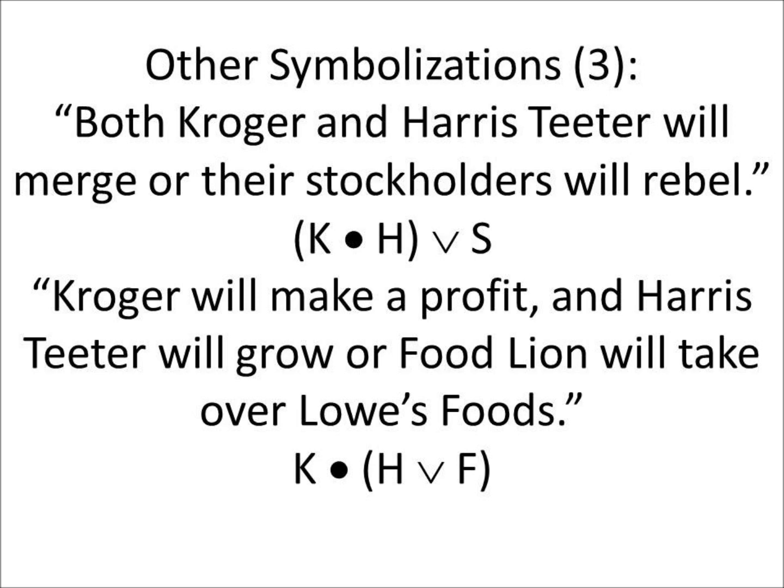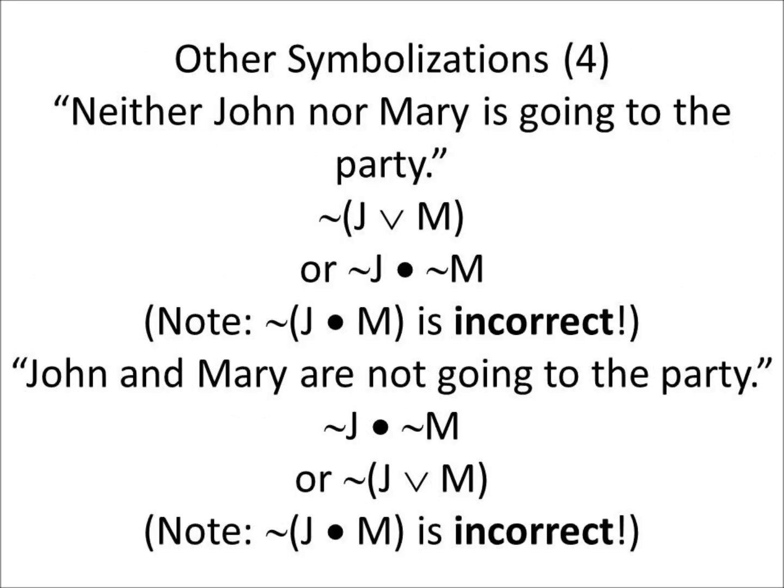Okay, let's deal with some either-or statements and similar statements to those. Neither John nor Mary is going to the party. A neither-nor statement is usually symbolized with a wiggle on the outside, then parentheses, J wedge M. Another way to correctly symbolize this statement is not J dot, not M. Those two statements are logically equivalent, and when we get to truth tables very soon now, we will show you why they're logically equivalent. Note, not parentheses, J dot M, close parentheses, is incorrect.